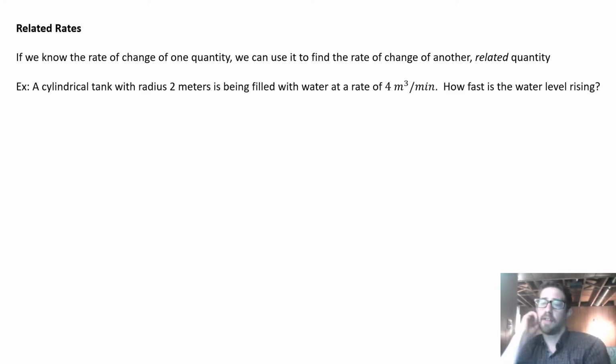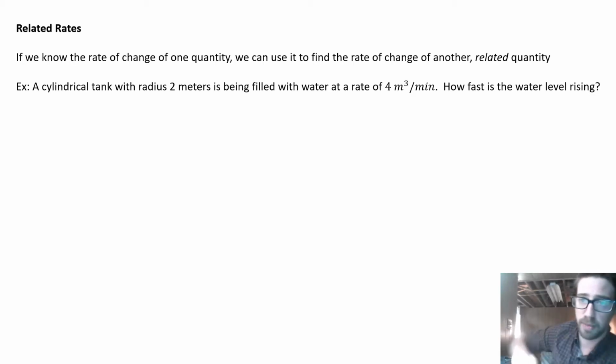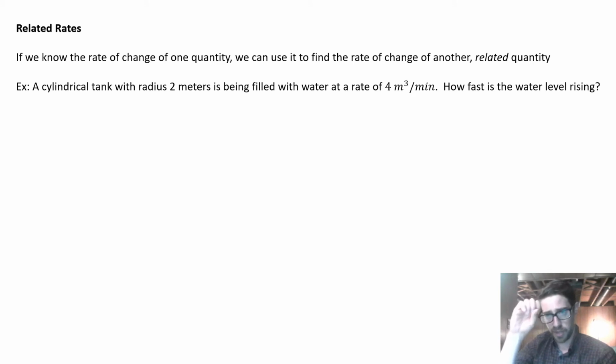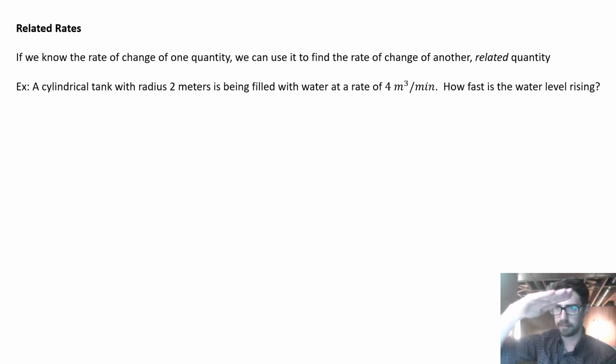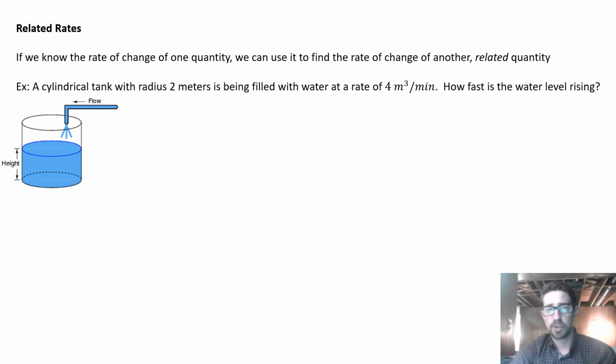Okay, we have a water tank in the shape of a cylinder with radius 2 meters, and we're pumping it full of water. And we're controlling how fast the water is coming in. So we're filling it with water at 4 cubic meters per minute. And so we have water coming in, and we want to know, okay, but what about the water level, the actual height of the water in the tank? How fast is that rising? That's what that looks like.